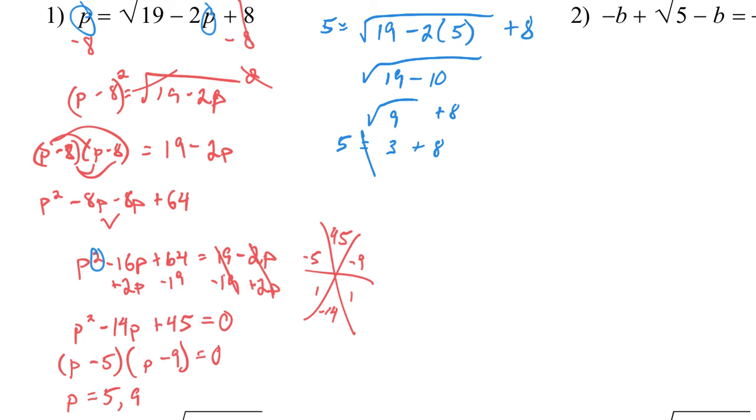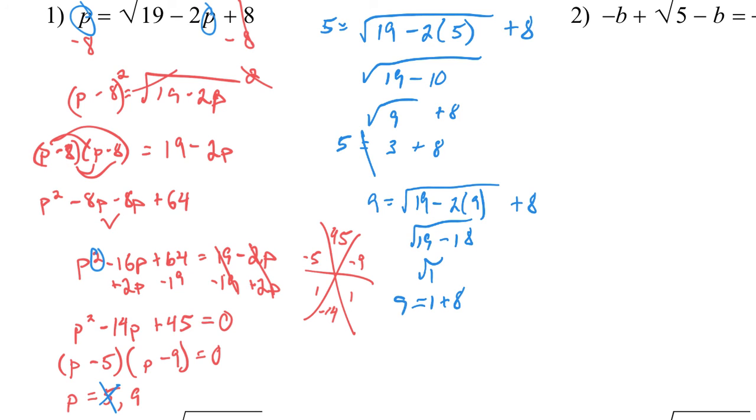So that means we can toss out the 5, and we better plug in 9 to make sure that one works. So we have 9 equals the square root 19 minus 2 times 9, and then plus 8. So 2 times 9 is going to be 18. 19 minus 18 is going to be 1. So the square root of 1 is 1. 1 plus 8 is in fact 9, so that one does work. So the 9 is not extraneous, but the 5 was. So you got to plug them back in to make sure that they work.